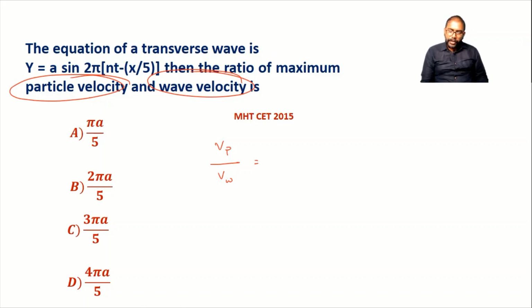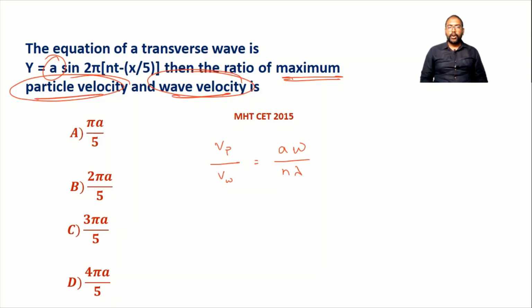But here they mention the word maximum. Maximum particle velocity is a omega, where a is the amplitude. Here they use small a for the amplitude, so I use small a for the amplitude. A omega is the maximum particle velocity. And wave velocity is given by the formula V is equal to n lambda. Now this is the ratio of particle velocity and wave velocity.